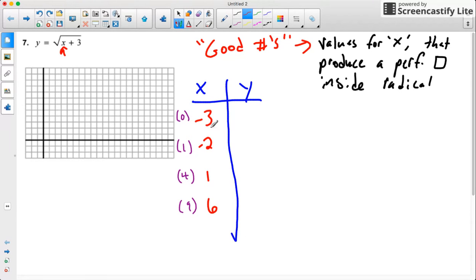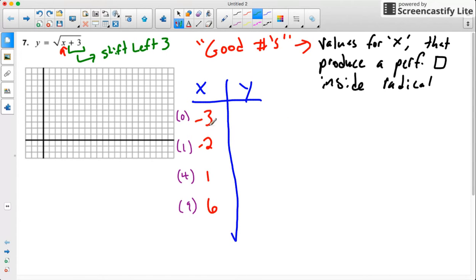Now, this should make sense that my starting x value is at -3 because right off the bat, this x plus 3 on the inside of my radical tells me I'm going to have a shift to the left 3 units. So it makes sense that my first x value is -3.